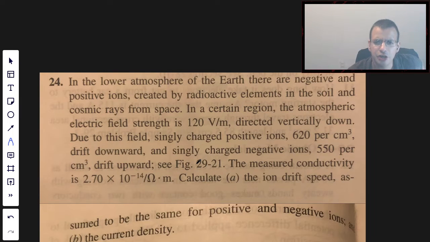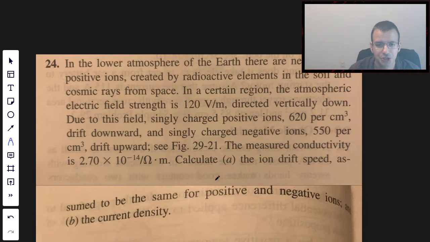In the lower atmosphere of the Earth, there are negative and positive ions created by radioactive elements in the soil and cosmic rays from space. A certain region of atmospheric electric field strength is 120 volts per meter, directed vertically down. Due to this field, singly charged positive ions, 620 per cubic centimeter, drift downwards, and singly charged negative ions, 550 per cubic centimeter, drift upwards. See figure 29-21.